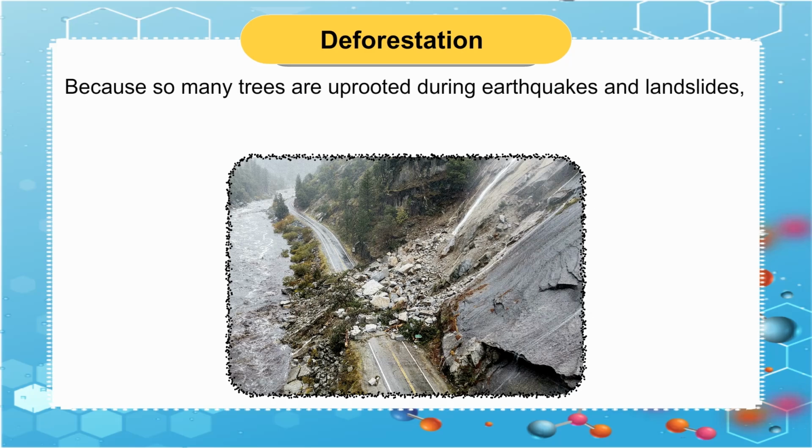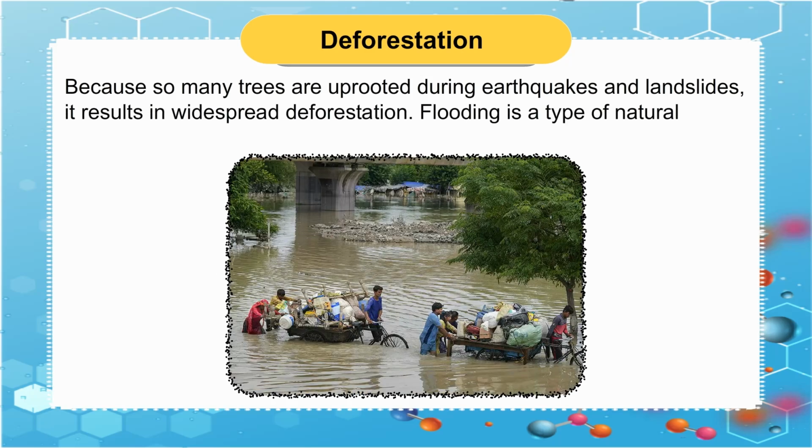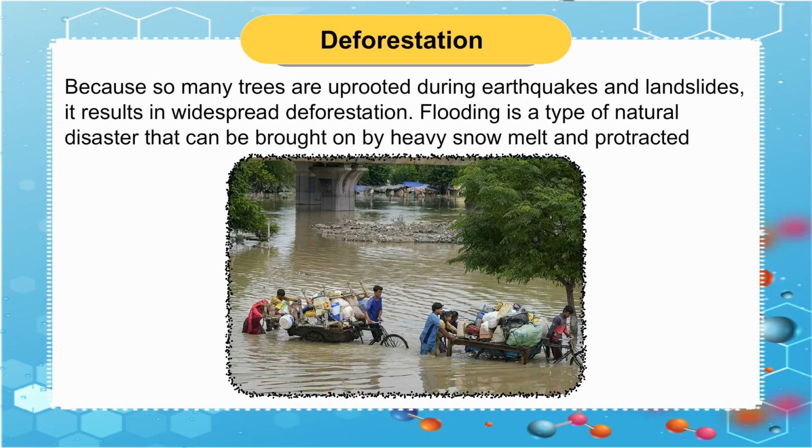Because so many trees are uprooted during earthquakes and landslides, it results in widespread deforestation. Flooding is a type of natural disaster that can be brought on by heavy snow melt and protracted rainfall.